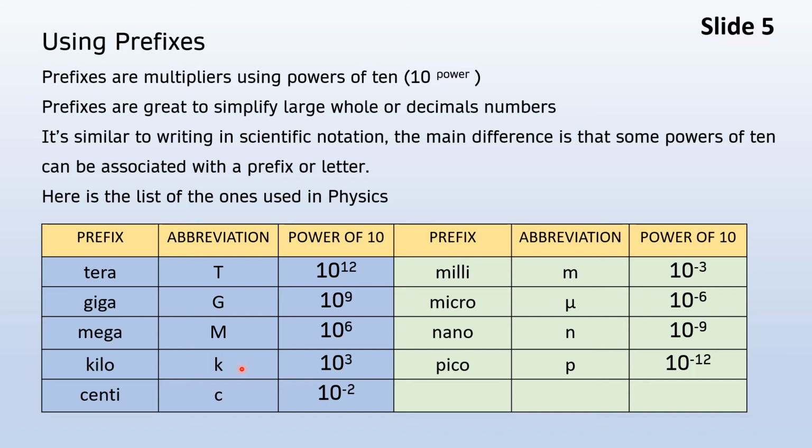Kilo, usually lowercase k. Sometimes I see uppercase. 10 to the 3rd. Centi, lowercase c, 10 to the minus 2. Milli, lowercase m, 10 to the negative 3. Micro, that's the abbreviation, 10 to the negative 6. Nano, lowercase n, 10 to the negative 9. Pico, lowercase p, 10 to the negative 12.